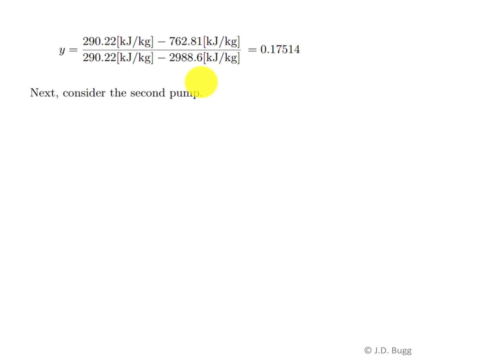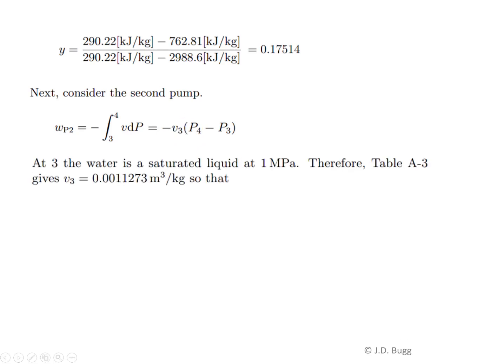The next component we're going to consider is the second pump. And again, because it's a liquid pump, we can calculate the work directly from minus the integral of v dP. So this becomes minus v3 times (P4 minus P3). We're assuming, because this is a liquid, that the specific volume doesn't change as we pressurize from 3 to 4. At point 3, we have a saturated liquid at 1 megapascal. So table A3 gives us that specific volume of 0.0011273 meters cubed per kilogram.